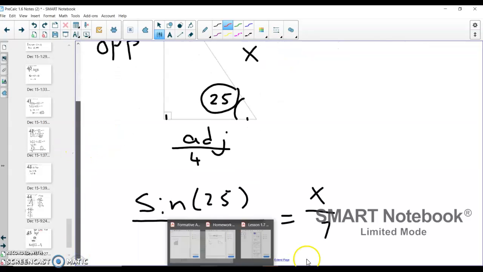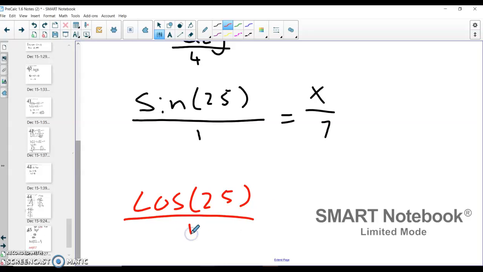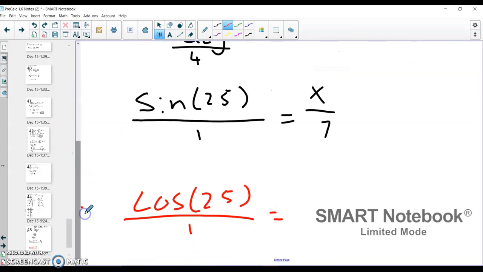So I would do the cosine of my reference angle, which is the cosine of 25 because that's still my reference angle, over 1, set it equal to the adjacent divided by the hypotenuse, because adjacent, A, comes before H in CAH. So adjacent divided by hypotenuse, so then 4 divided by x, and I would cross multiply and solve.